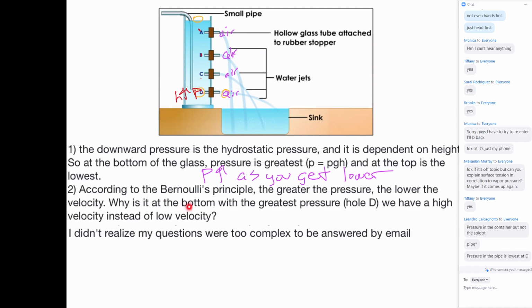So I kind of want to change the cause and effect here. Why is it that at the bottom, with the greatest pressure, at D, we have the high velocity instead of low velocity? Because the velocity is caused by the pressure difference from one end to the other.